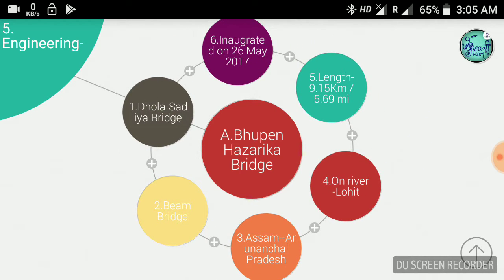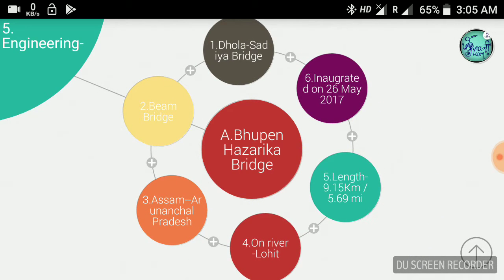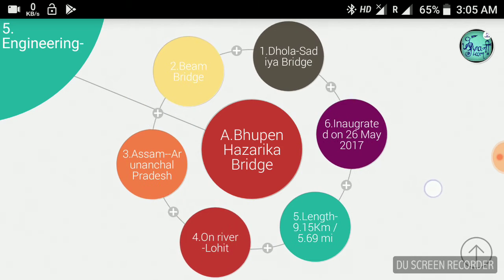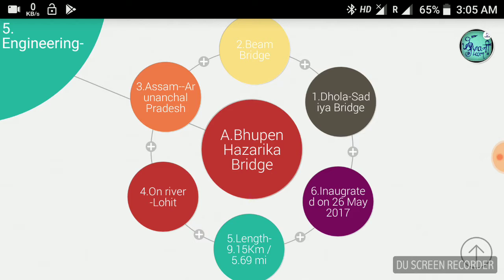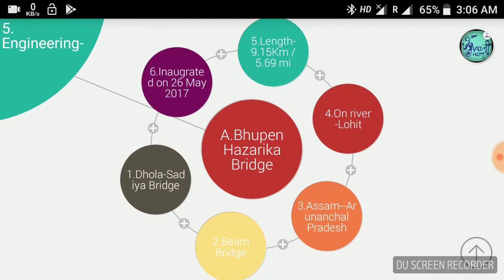Lohit is a river that was created from the Brahmaputra. The important point about the Bhupen Hazarika Bridge is that it is 9.15 kilometers long, which is about 5.669 miles, a very big thing. And it was inaugurated on 26th May 2017 by PM Modi and the Minister of Road Transport, Nitin Gadkari. So this is about the Bhupen Hazarika Bridge.